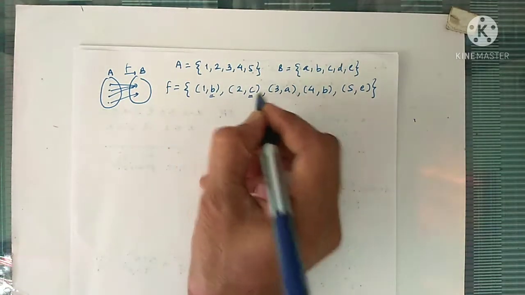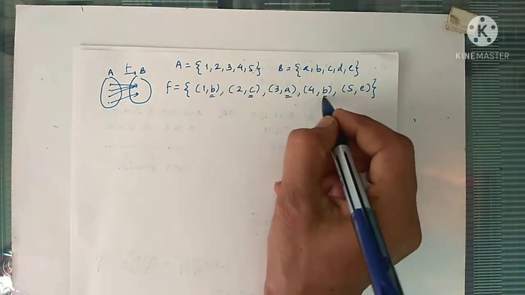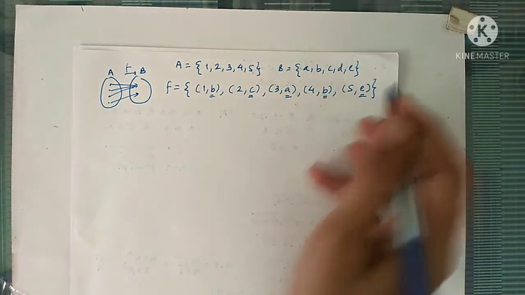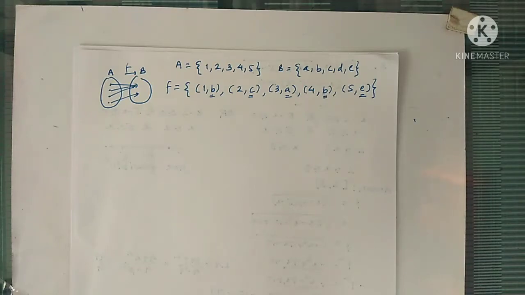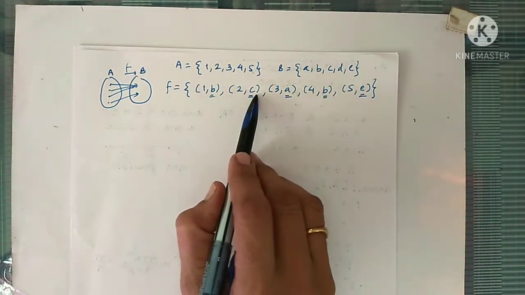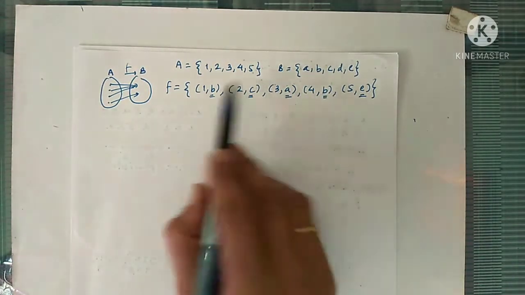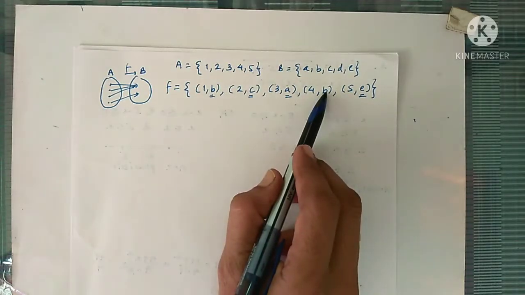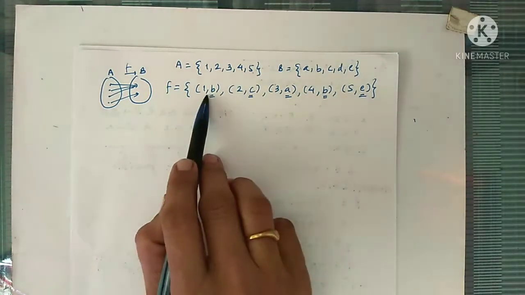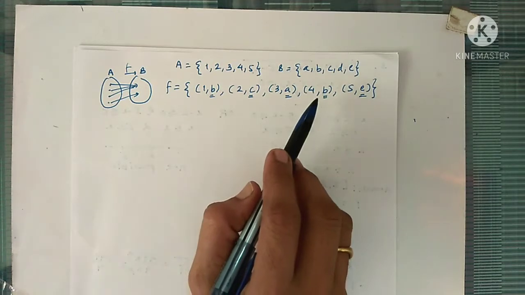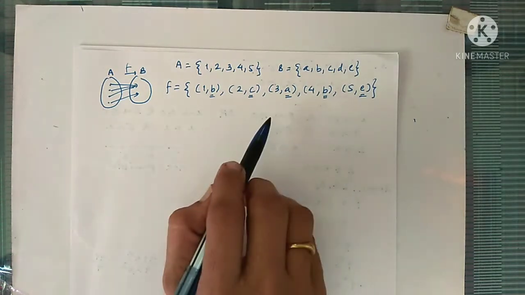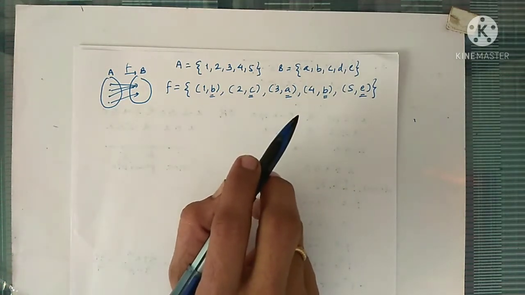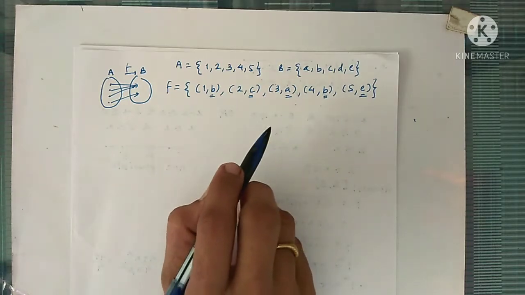If we check the second part here, these are the images of the elements of set A in set B. Now the images are b, c, a, again b. See here, b is repeated twice. That means 1 and 4 have the same image in set B. That means the function is not 1-1 now. It becomes a many-1 function.